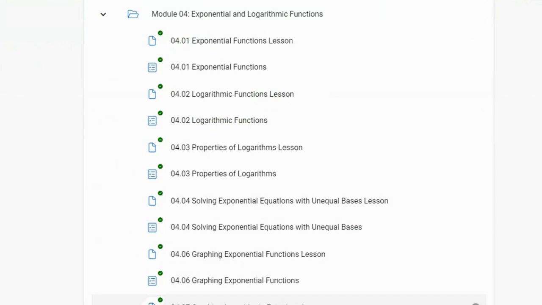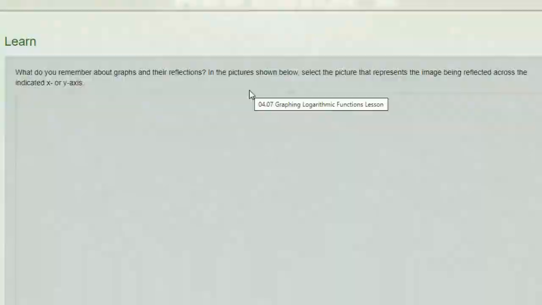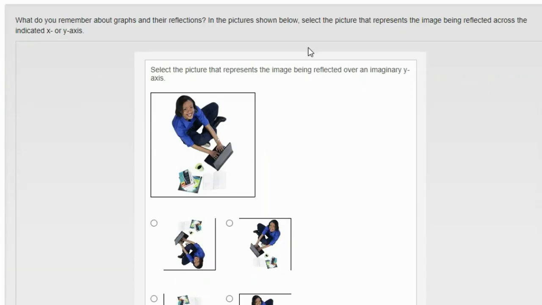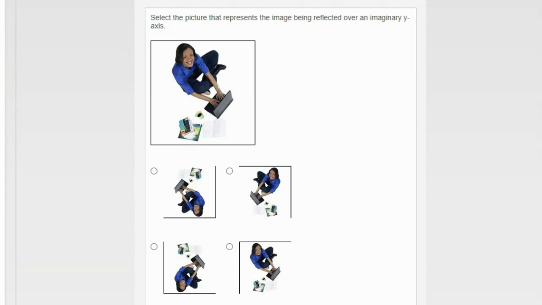All right, got that. Let's go back to our 4.07, graphing log functions. So, I need to open up Desmos for early graphing. All right, Desmos is opening. There. Okay. What do you remember about graphs? I'm going to open up the chat so I can get some responses on this. All right, let's see. What do you remember about graphs and their reflections? In the picture shown below, we're going to select the picture that represents the image given being reflected across the indicated axis. So let's see.